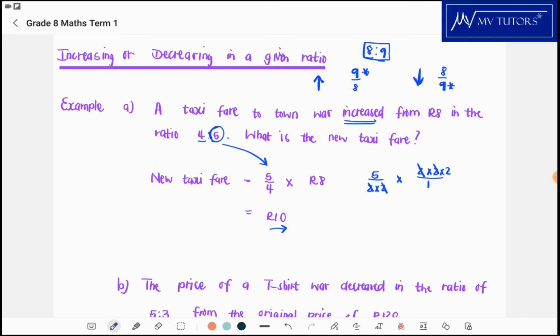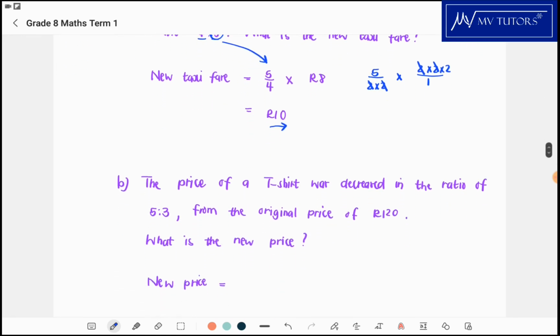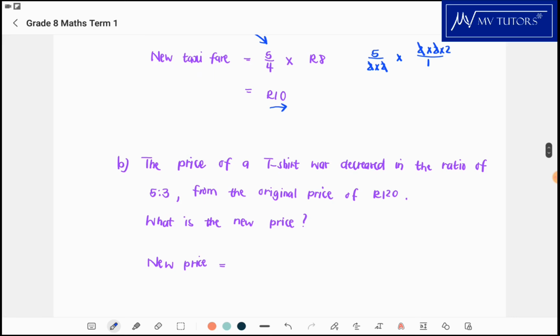But anyway, and then the second example, it says, the price of a t-shirt was decreased in the ratio of 5:3. So keywords here, decrease. So when we write it in fraction form, where is the biggest number going? It is going in the denominator. So yes, the price of a t-shirt was decreased in the ratio of 5:3 from the original price of 120 Rand. So what is the new price? So the new price then would be 120 Rand multiplied by 3/5, because when we decrease, the biggest number goes to the denominator.